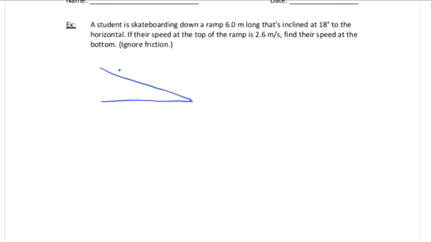So here, if I've got someone skateboarding down a 6-meter long ramp, remember that we always want to orient one of the axes of our coordinate system along the direction of movement. And the skateboarder is not going to be levitating off or sinking into the ramp, but they are going to be traveling downwards on the ramp.